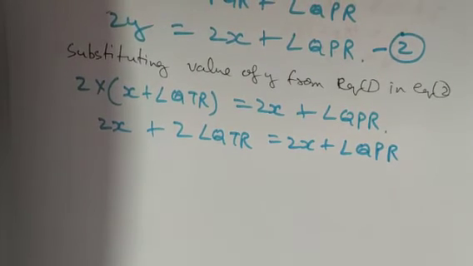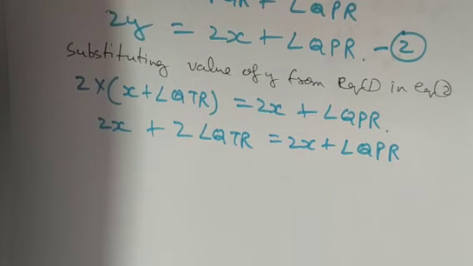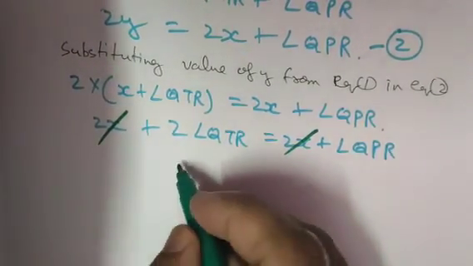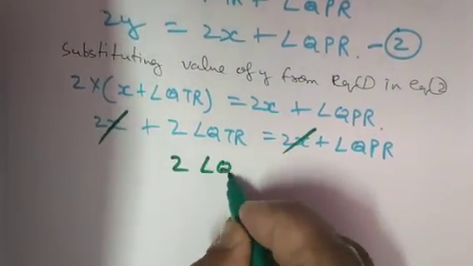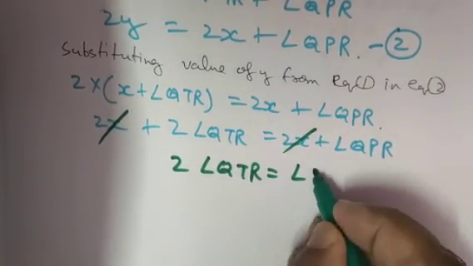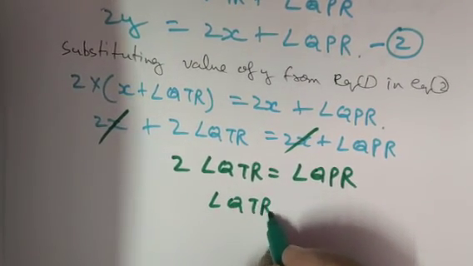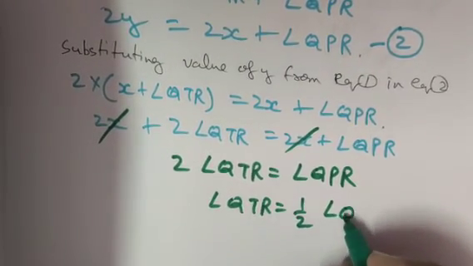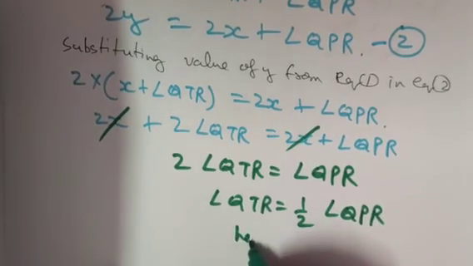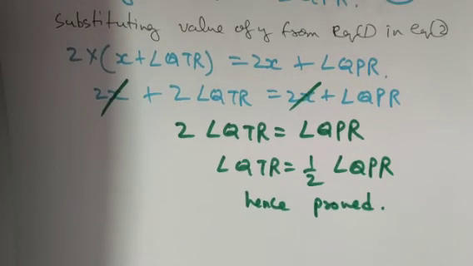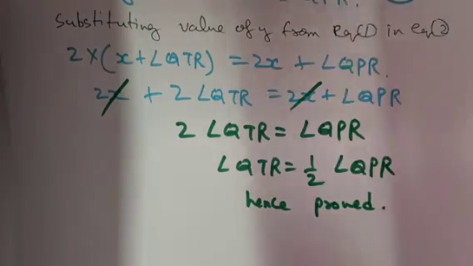Now we can see from here that 2x and 2x will cancel out from both sides. So we get 2 times angle QTR equals angle QPR, that is angle QTR will be half of angle QPR. Hence proved. This is a very important question. Practice this question at least 2-3 times. Okay, so with this we have completed the exercise and completed the chapter. Thank you.